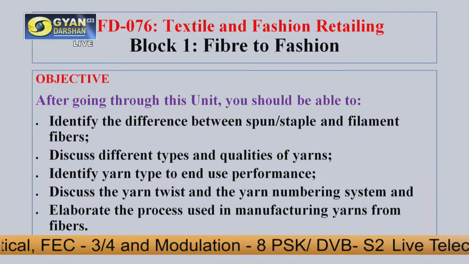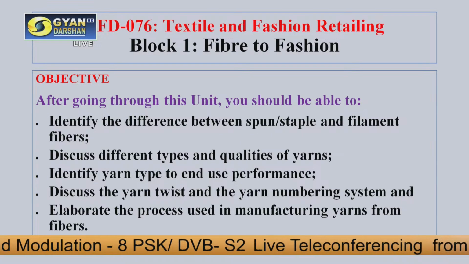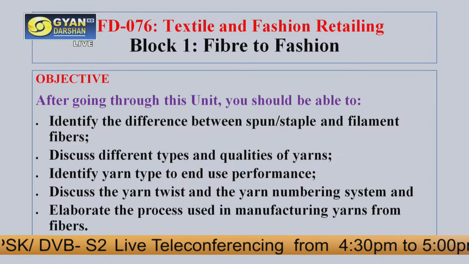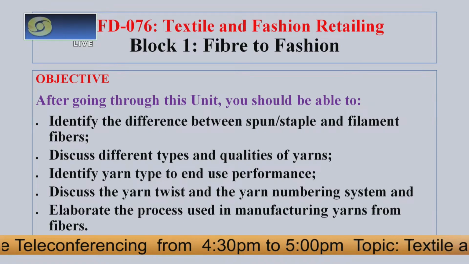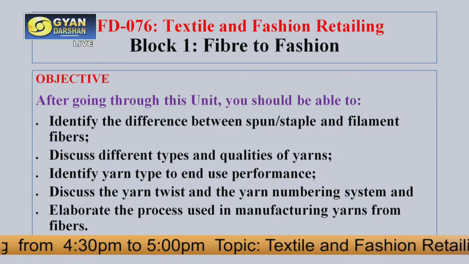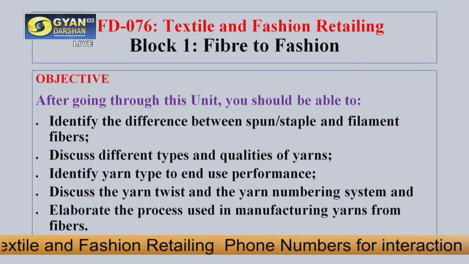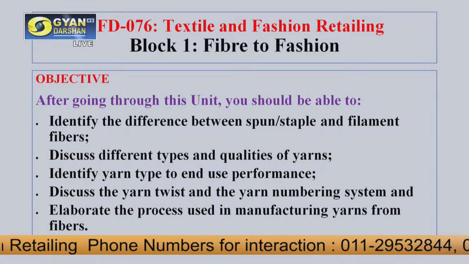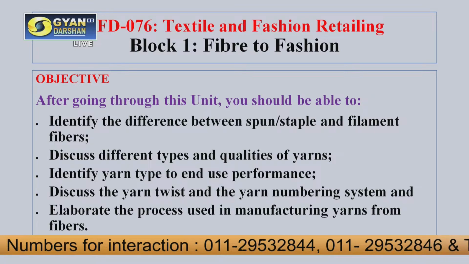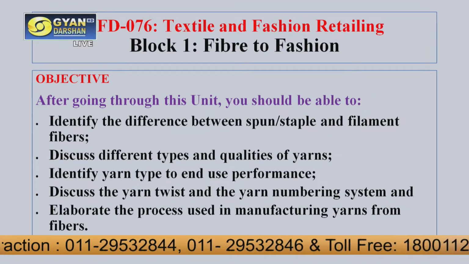So now the main question is what all information or learning outcome you will be having from this particular unit, fiber to yarn. So learners, after going through this unit, you will be able to identify the difference between spun, that is also known as staple yarn or staple fiber, and the filament fibers. You will be able to discuss different types and qualities of yarn. You will be able to identify yarn types to end use performance. How many types of yarns are there and what are their end use, you will be able to identify that.